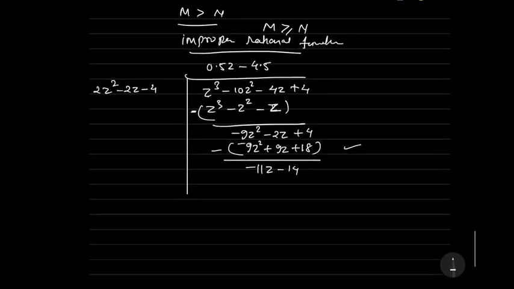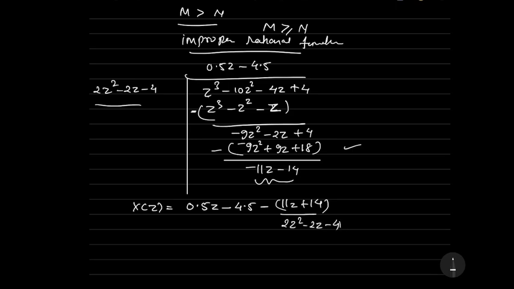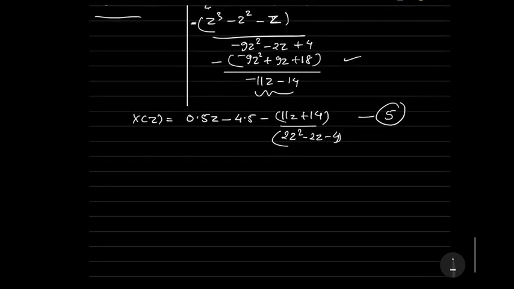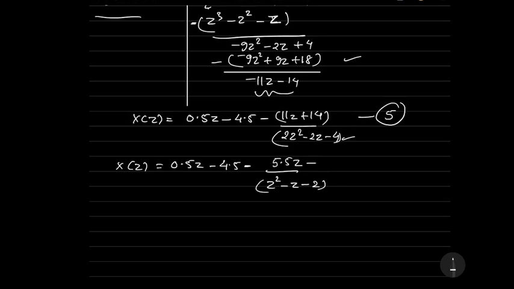We can write this result as X(z) = 0.5z − 4.5 − (11z + 14)/(2z² − 2z − 4). The minus sign we have taken out. Say equation number 5. Next we rearrange this equation number 5. X(z) = 0.5z − 4.5 − (5.5z + 7)/(z² − z − 2), where 2 is taken common from the denominator and divided into the numerator. This is equation number 6.